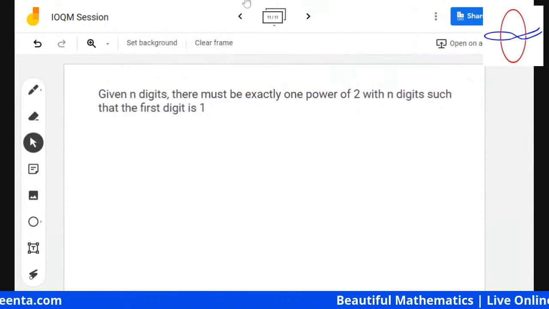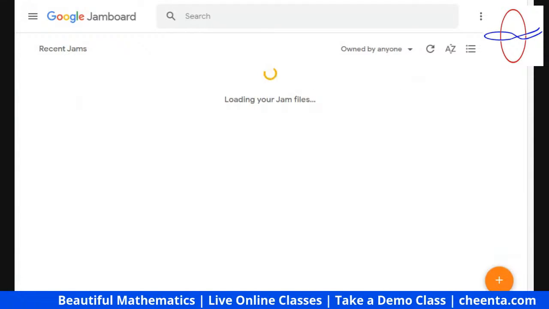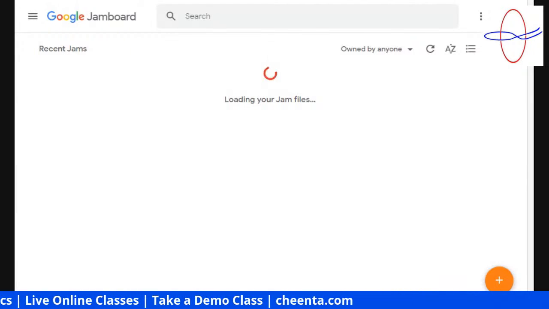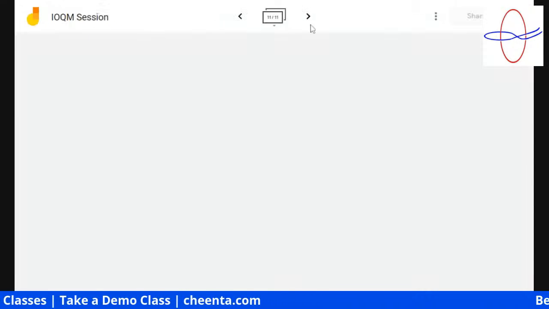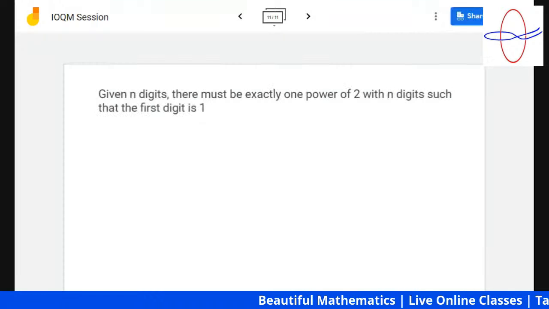Given n digits, then it will take these steps. You know it is one, and these two boxes will be black and this box will be white also. This box will be black, considering two as one and a second. Okay, first tell me what we can write.